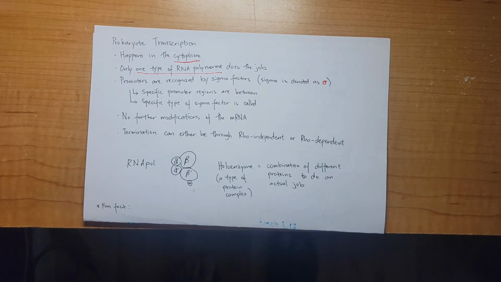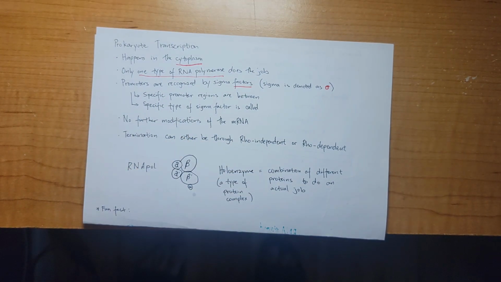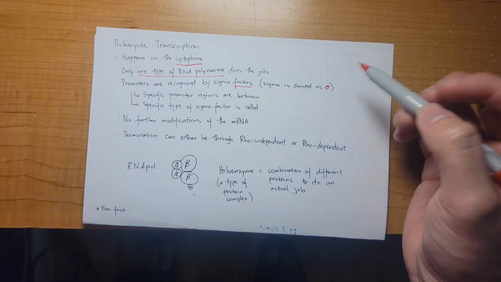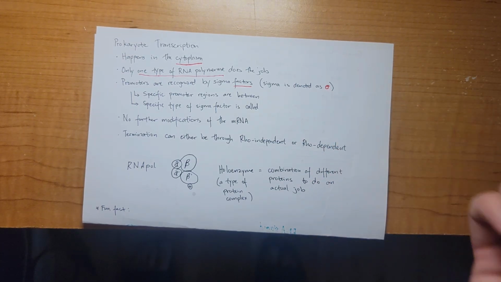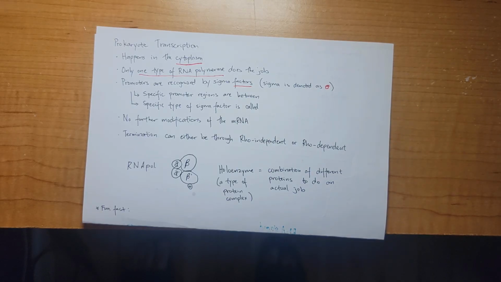Promoters are recognized by sigma factors. Normally, if you hear or see the word factor in biology, you can assume that it is a protein or a type of protein. In this case, the type of protein is called sigma factors. Sigma is normally denoted as this, so sometimes you might see in the exam or some paper something like this. That means it's a sigma.